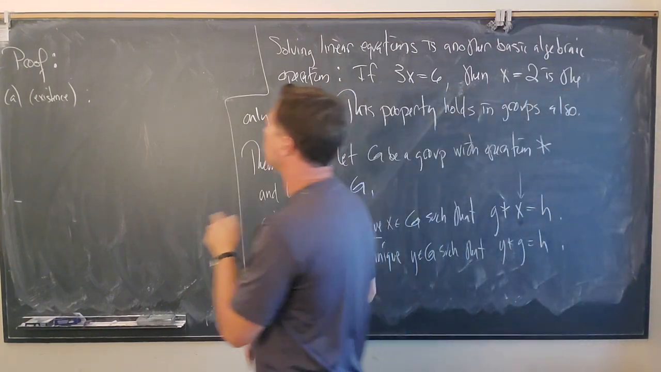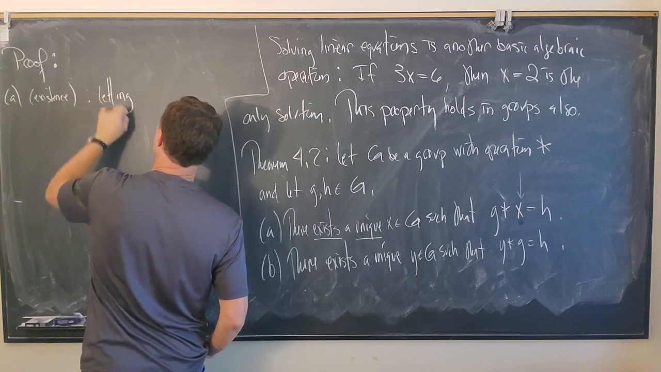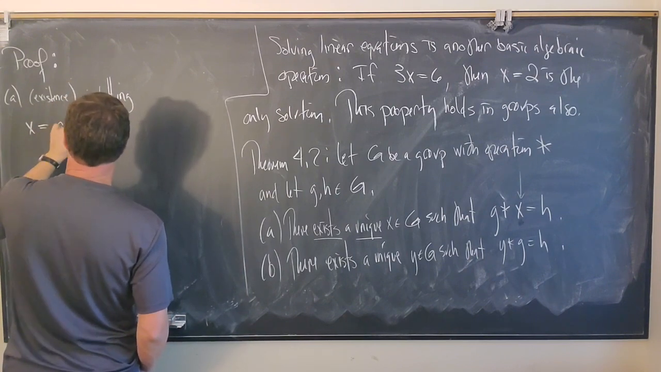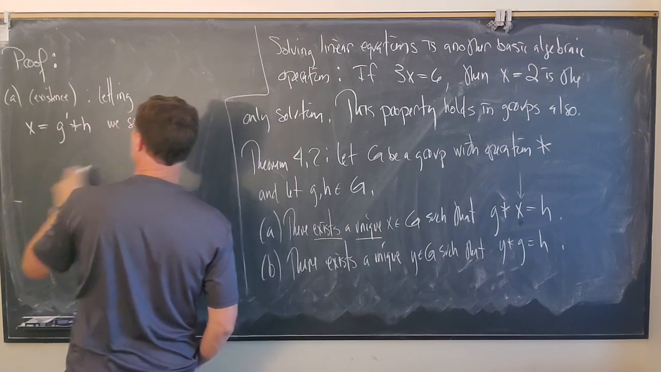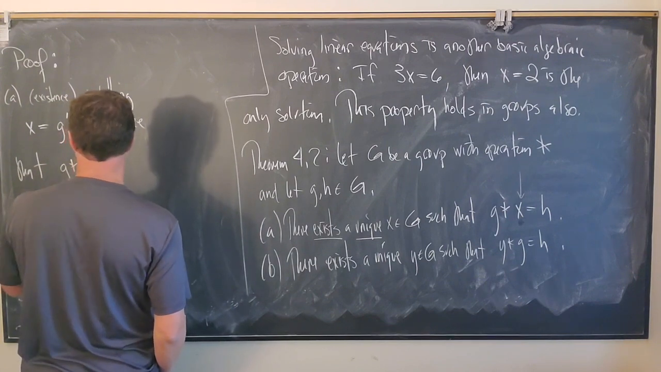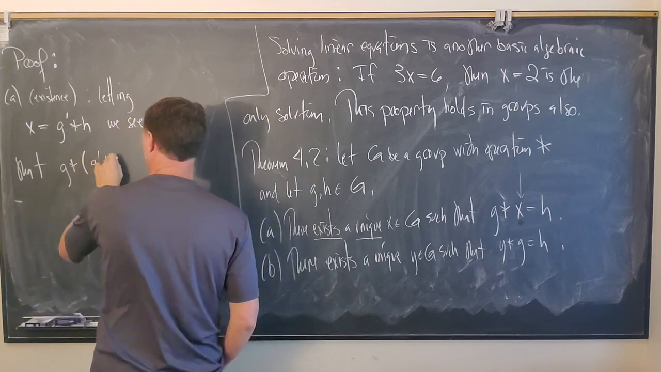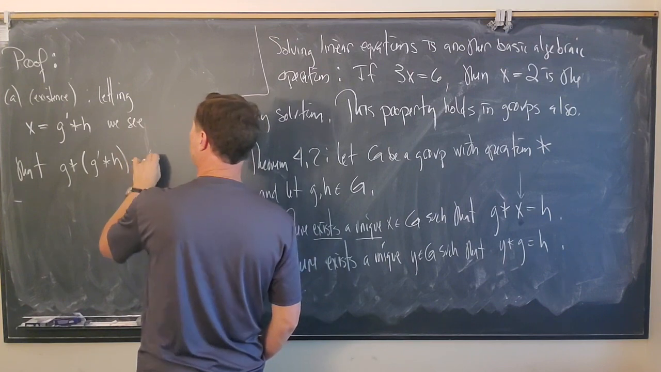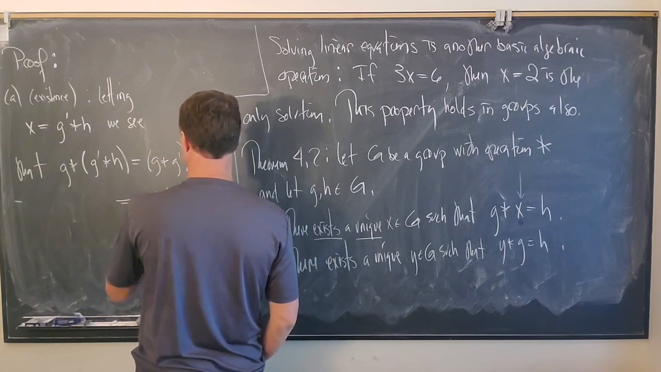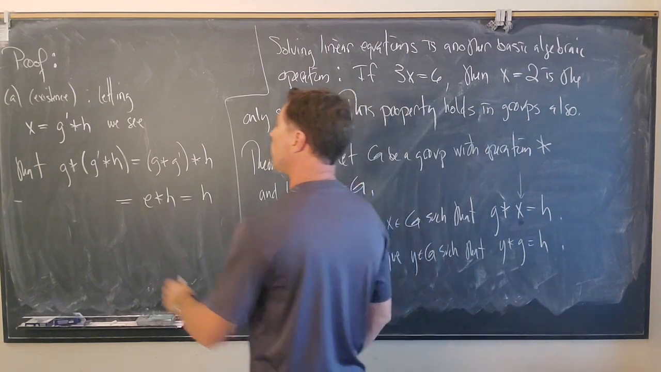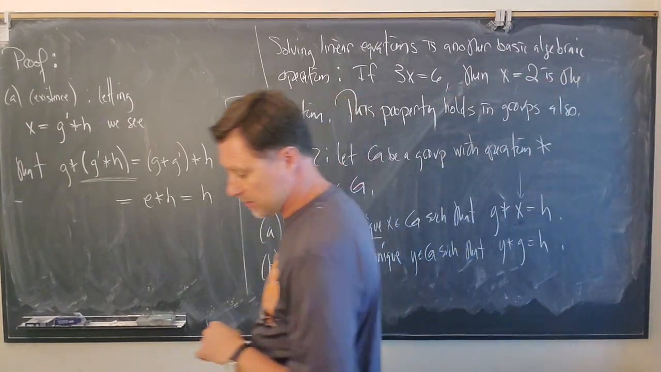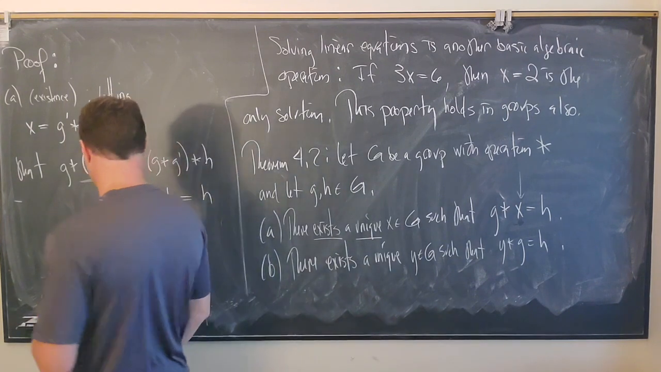And so hopefully it's clear if we say letting x equal G prime star h, we see that, all right, so how does this work? G star G prime star h is equal to, using the associative property, G star G prime star h, and that's equal to E star h, which is equal to h, right? So inserting that element in place of x in our equation gives us h. So that shows us the existence, and now I need to prove the uniqueness.